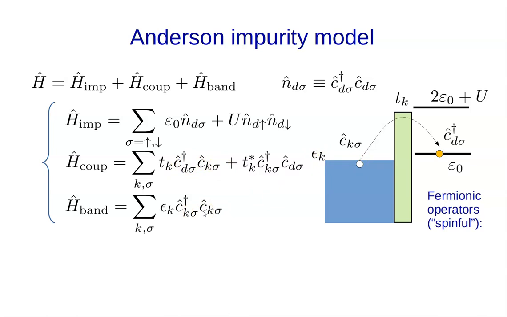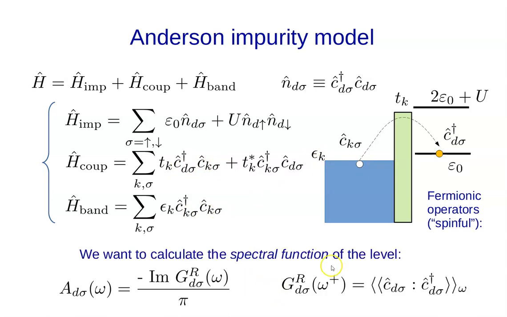So what you want to calculate here is precisely what we did in the resonant level model, which is the diagonal Green's functions for the impurity electrons, right? So we want to calculate the retarded Green's functions using the Zubarev formalism, and then calculate minus the imaginary part over pi, which is the spectral function of the level. So let's see how we can go about doing that.